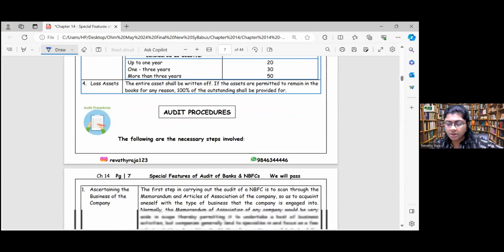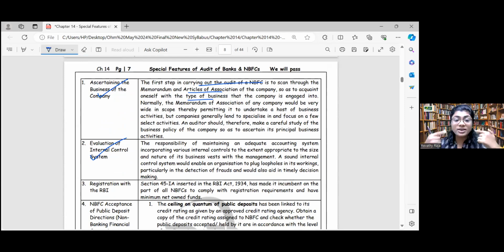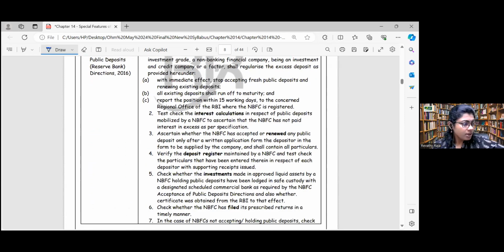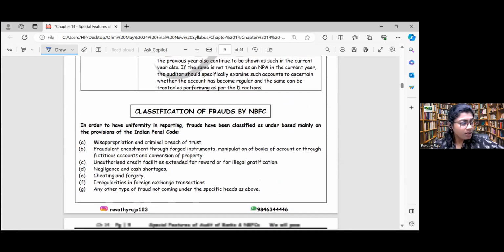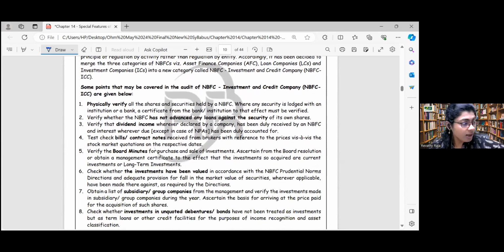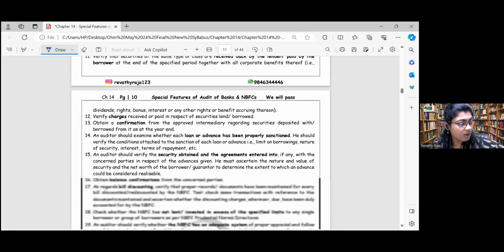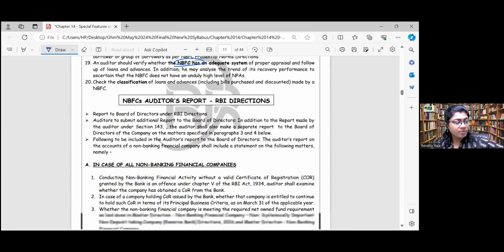Provisioning, percentage. This is audit procedure. Conduct. Here you will get a slightly expanded version of what we have written in the notebook. Can you see that? Till now all are the same. This you read. When you read, you will get that sentence. I've highlighted all the important phrases also. Then classification. This we all said. Audit of ICC. Do you remember the ICC audit 20 points in the material? All the 20 points, and I have highlighted them. Finally, the NBFC auditor's report.